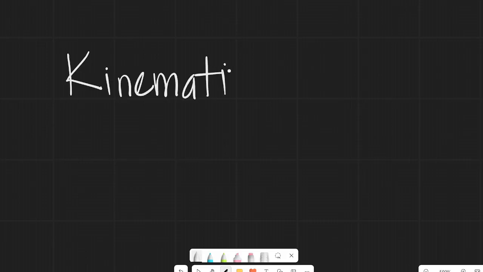All right, guys. So today we're going to be talking about something called kinematics. And it's typically the first topic that you'll encounter in an introductory physics course. At its most fundamental definition, it is the study of motion without forces.